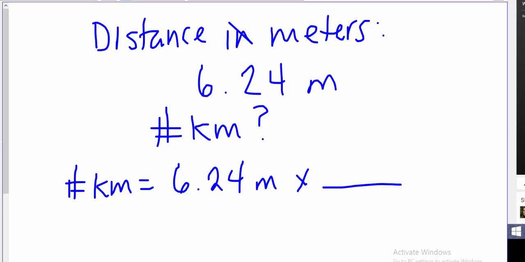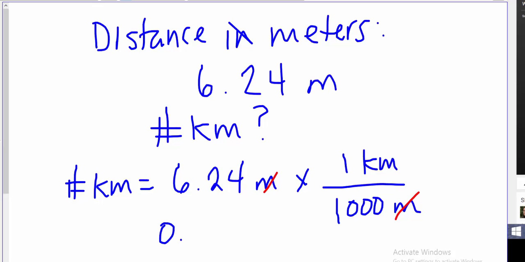And I'm going to multiply it by what I know, and that's that conversion factor. 1,000 meters is equal to 1 kilometer. So I put my 1,000 meters in the denominator of my conversion factor, and my 1 kilometer would go on the top. And so I'm dividing 6.24 by 1,000. So I'm going to just essentially move that over 3 places. So I get 0.00624 kilometers.